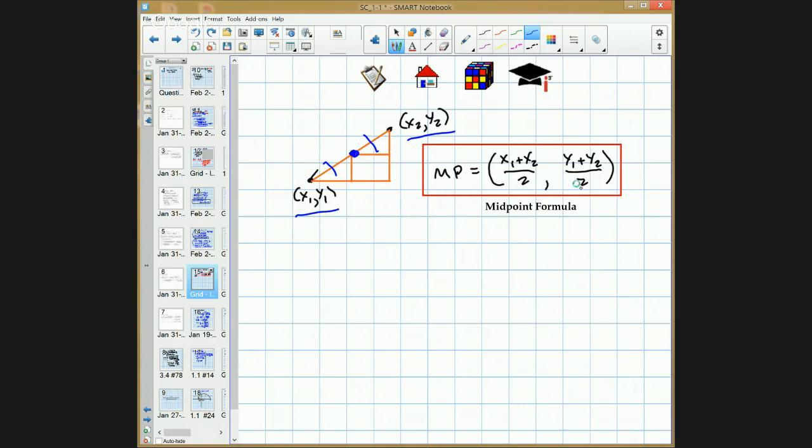All you have to do to remember the midpoint formula is the x-coordinate of the midpoint is the average of the x-coordinates, x1 plus x2 divided by 2, comma, the average of the original y-coordinates. Easy to remember that way. So that's three formulas from the past. Distance formula, the standard equation for a circle, and number 3, this one here, the midpoint formula. All very important. You're going to need those.